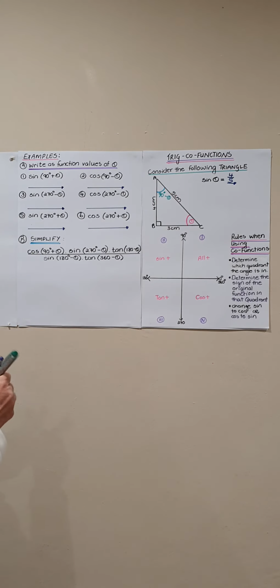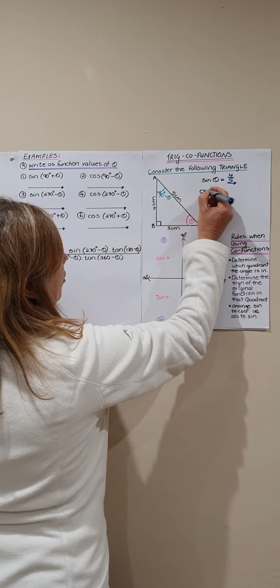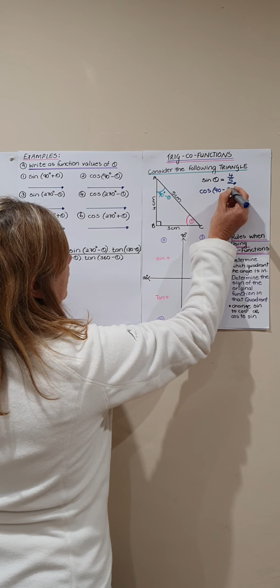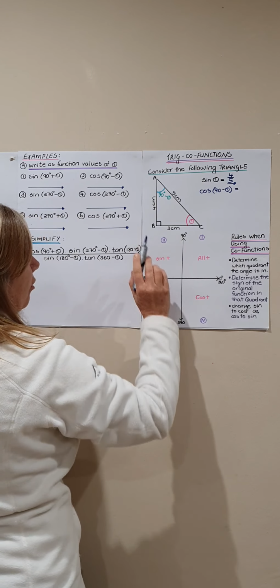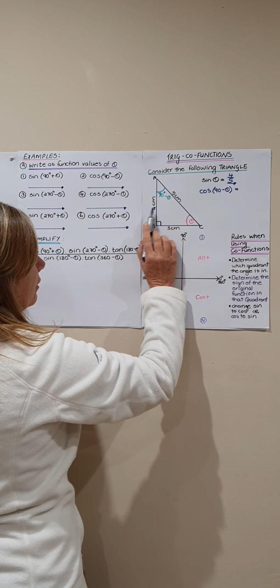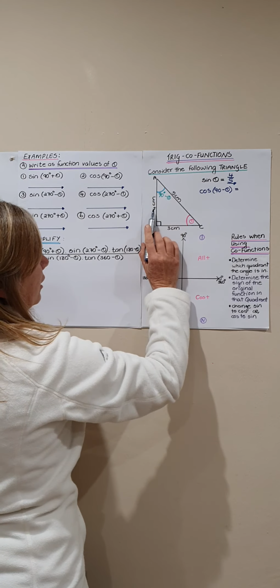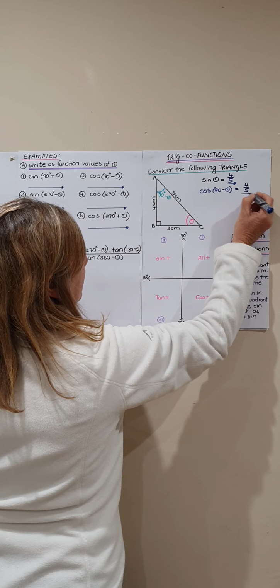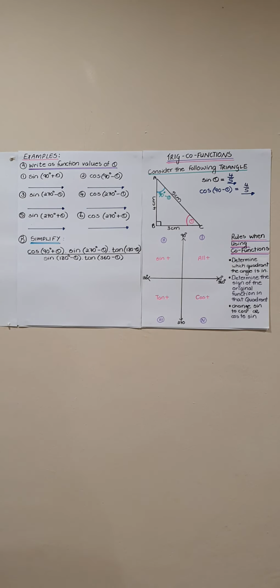So let's say I now ask you for the value of cos of 90 degrees minus theta. So what is cos? Cos is adjacent over hypotenuse. So the cos of this angle is going to give me 4 over 5. All right. Do you see that this is the same?